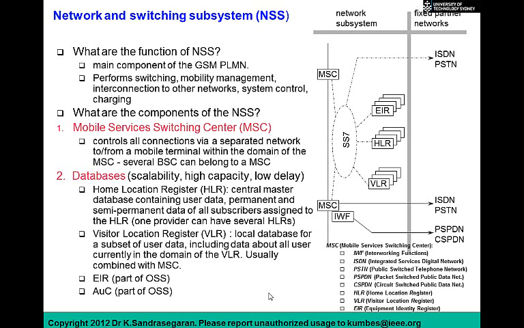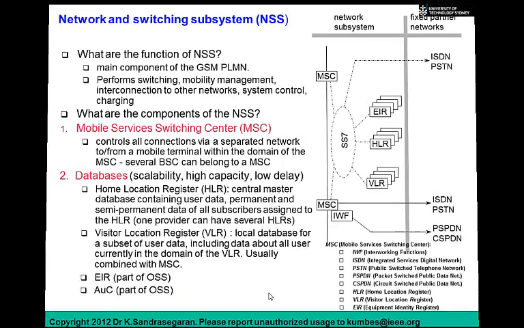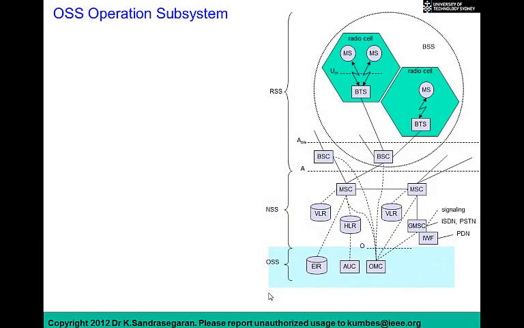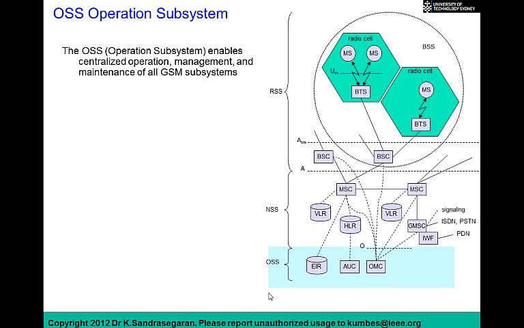And then you also have the EIR and Authentication Center, and these are now considered part of the OSS. So let's look at the OSS next. So OSS is the operational subsystem. So this is where we provide a number of network management functions, and also a centralized operation of the GSM network. So you see the operator interacts with the mobile network through the OSS system.